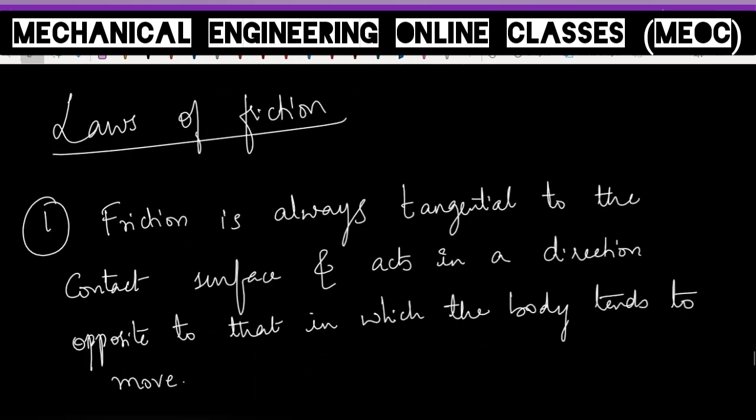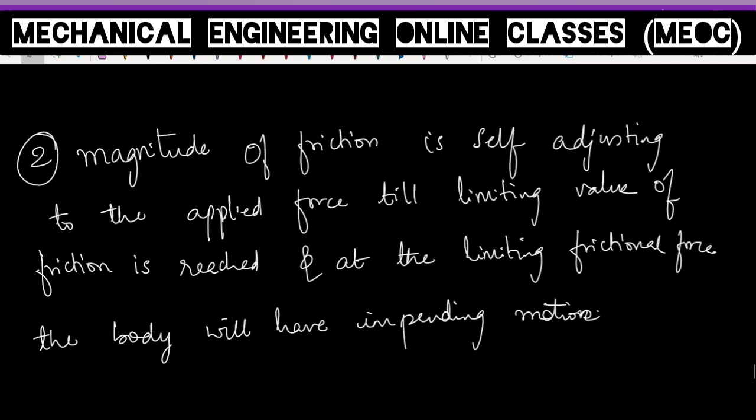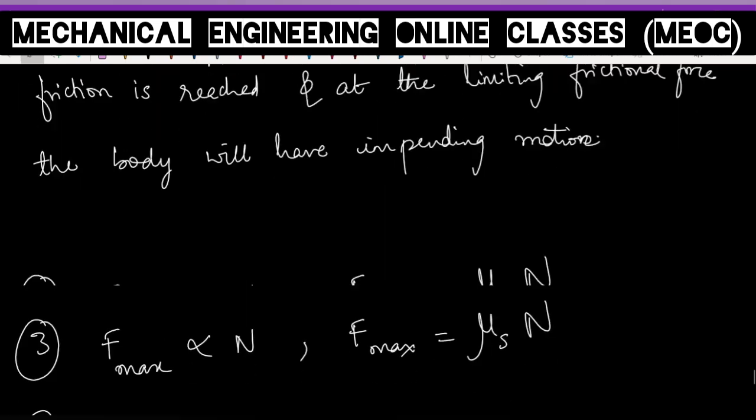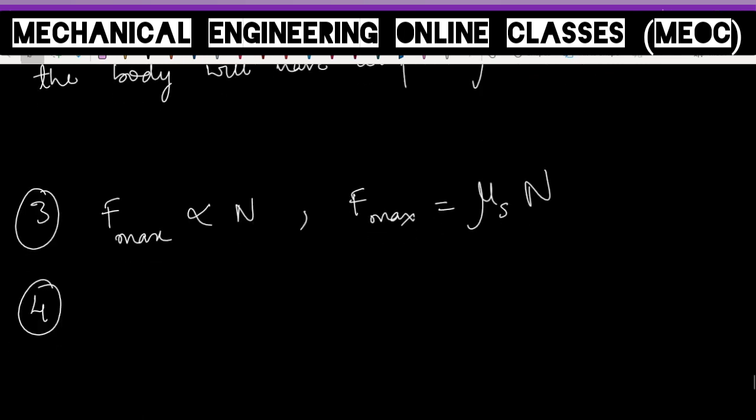Now let us see the laws of friction. Friction is always tangential to the contact surface, and it always acts in a direction opposite to that in which the body tends to move. The magnitude of the friction is self-adjusting to the applied force until its limiting value or maximum value is reached. Once the limiting frictional force is reached, the body will have impending motion. And this F max is directly proportional to the normal reaction, and the proportionality constant is mu s, the coefficient of static friction.